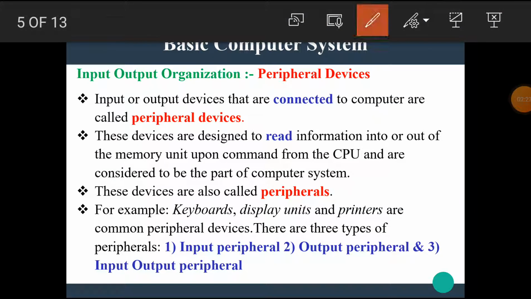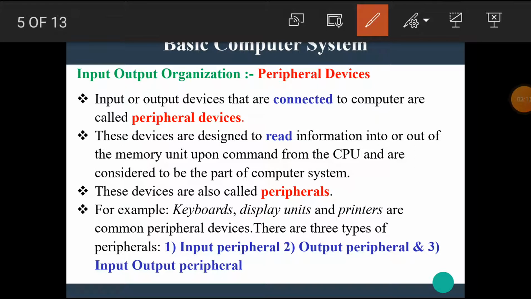Now let's see the basic details about what are input-output or peripherals. First, see what are peripheral devices. Input-output devices that are connected to the computer are called peripheral devices. That means all the other hardware devices which are connected with the computer or the processor are known as peripheral devices. And as the name implies, the devices which are used to input data into the processor are known as input peripherals, while the devices which are used to read data from the processor are known as output peripherals.